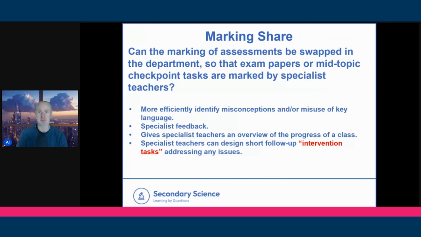Perhaps a non-specialist could mark just the 1 or 2 mark questions. And those lengthier ones that require a little bit more understanding, a little bit more detailed feedback, they could be marked by a specialist teacher. It's a really nice, easy idea. Nobody's workload is increased if we come to some sort of arrangement about fair swapping of work. And it works really well. And I quite like that one.